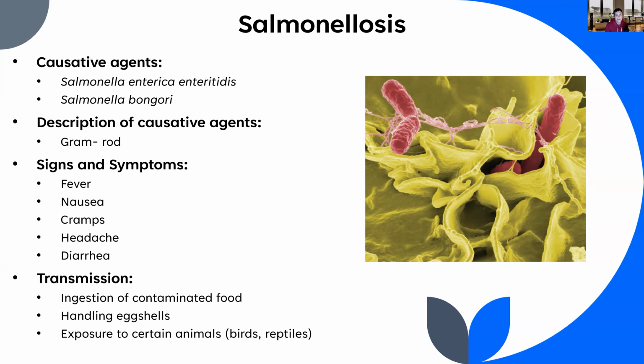Typically, this is acquired through the ingestion of contaminated food, or you can also get it from handling eggshells. The food you're going to eat is going to be from an infected bird or an infected reptile. So that's why exposure to them can be problematic. For example, undercooked chicken or undercooked turkey is problematic, or if you are someone that happens to eat reptiles. There are people that eat alligator, for example. It's possible to acquire it from eating those, but you can also get it just from handling them.